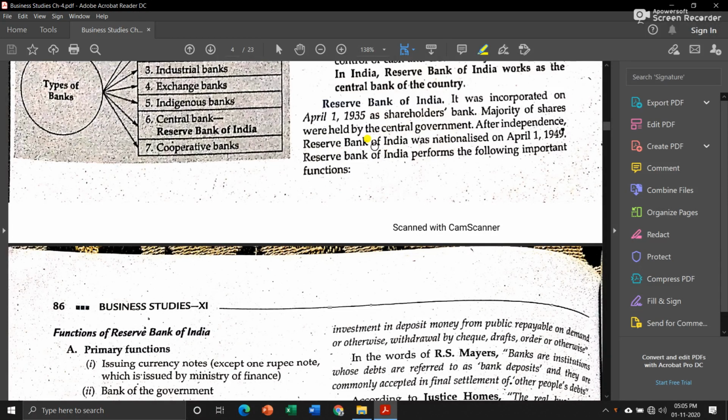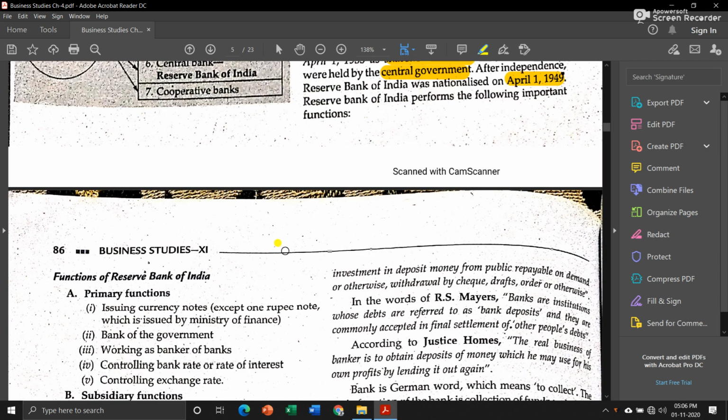Hello everyone, in today's session let us start with the topic Reserve Bank of India. Now in our previous session, at the last part, we saw that Reserve Bank of India was incorporated on April 1st, 1935 as a shareholders' bank. That means at that time the bank had shareholders, but the majority of the shares were held by the central government. But after independence the Reserve Bank of India got nationalized on April 1st, 1949, and since then it has been performing as a bank of the central government.